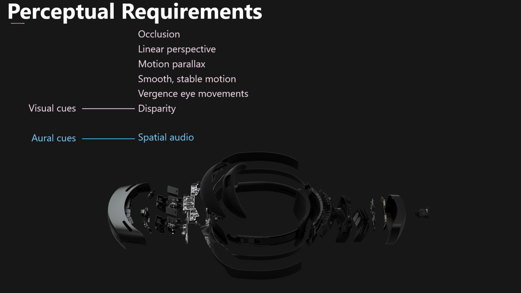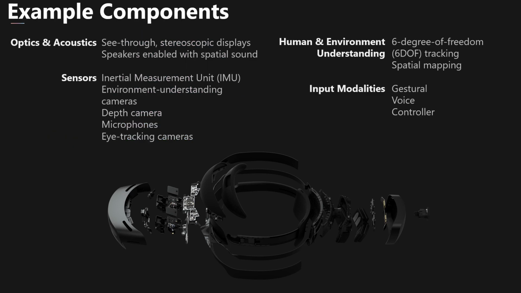But before we do that, it's important to know what hardware and software is available in an MR device like the HoloLens to reproduce these cues. Here we split the components into four main areas. The optics and acoustics area includes the see-through stereoscopic displays.